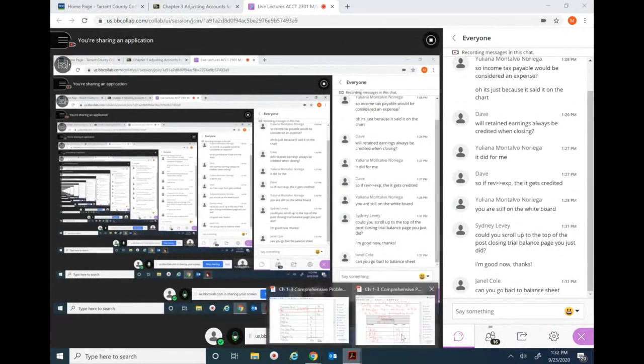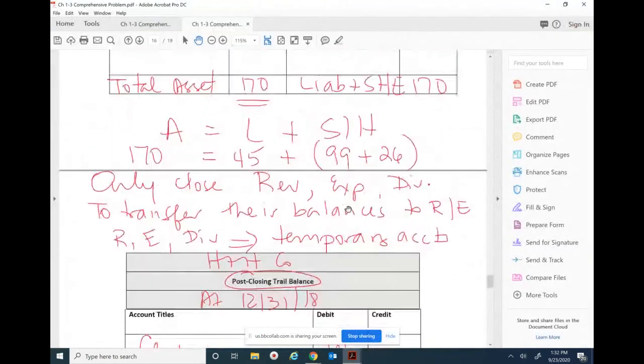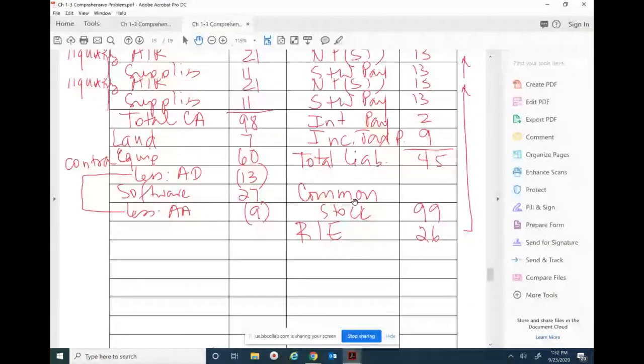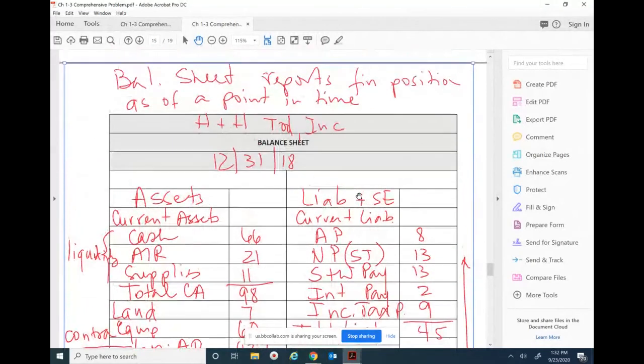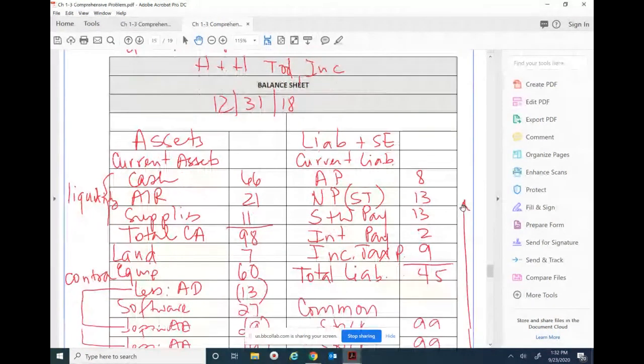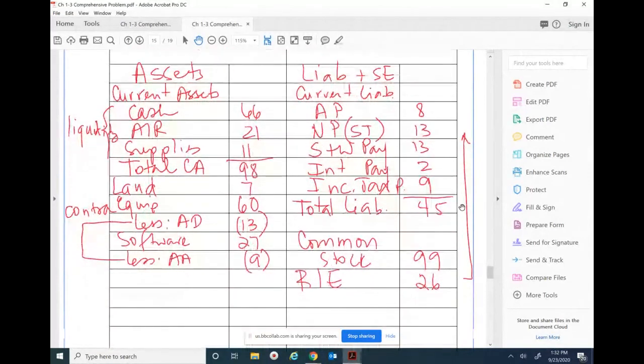Okay, so I'll go back to the balance sheet, Janelle, but I'm also posting this. Here's the balance sheet right here. This is pretty much the whole thing. And I don't know how far up you want me to go, but this is the balance sheet itself.